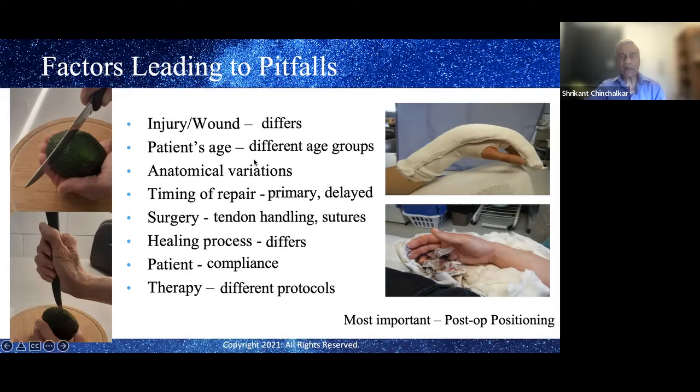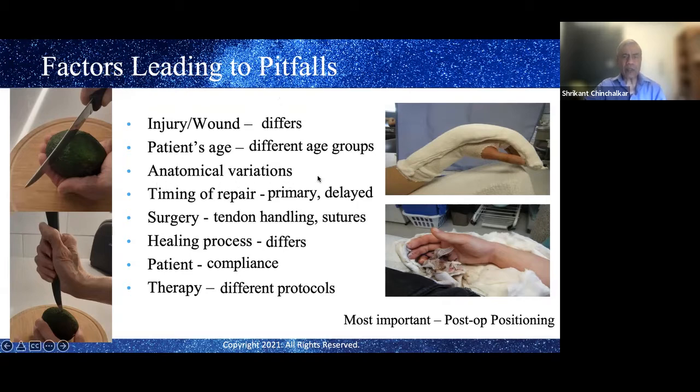So then the patient's age. We don't see patients of the same age group. We have patients who are older in their chronological age, and some patients who are younger. Secondly, if the person is older, there is a likelihood of delayed healing, for example, due to geriatric changes that have occurred, as compared to a younger one. A younger person will have a better tendency to heal, or heal faster, as compared to an older group. So the patient's age is likely to be a part of the pitfalls.